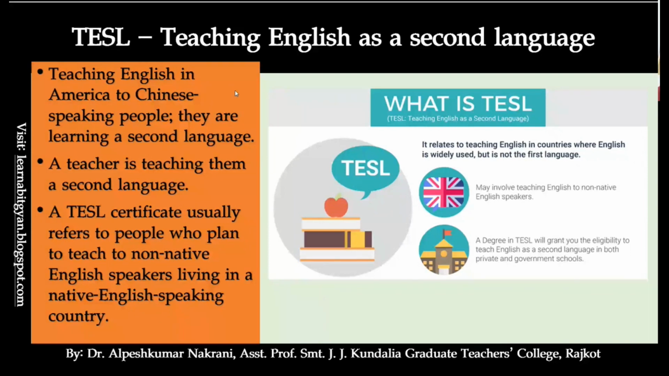So teaching English in America to Chinese speaking people, it will be teaching English as a second language because the Chinese people are actually living in America and they will be using English. They have to use English. So they are not learning English as a foreign language. They are learning it as a second language. They already know Chinese and they are learning English for their day-to-day use. So if you look at language teaching in this perspective, it is teaching English as a second language, right?